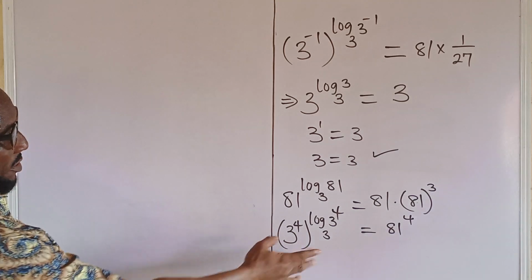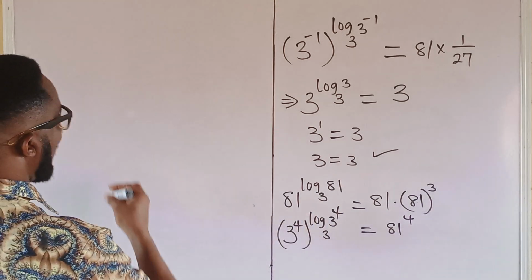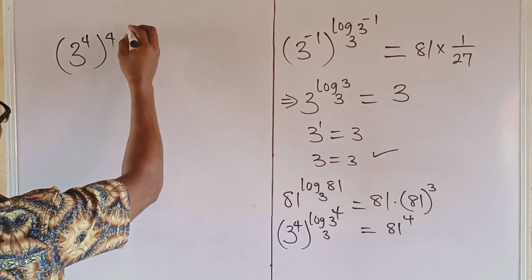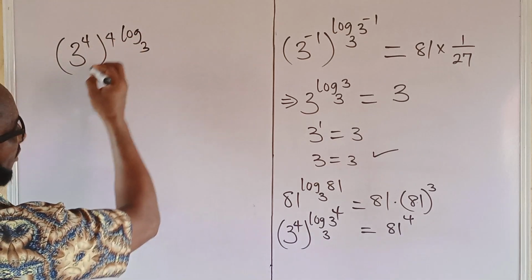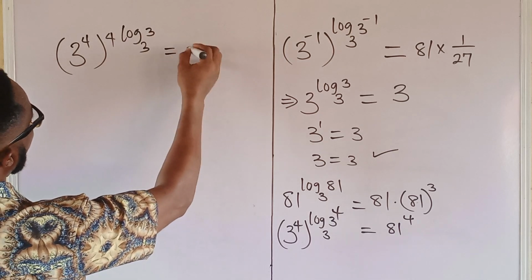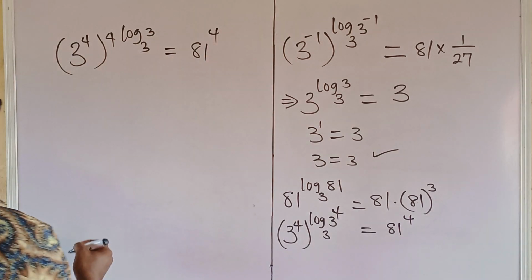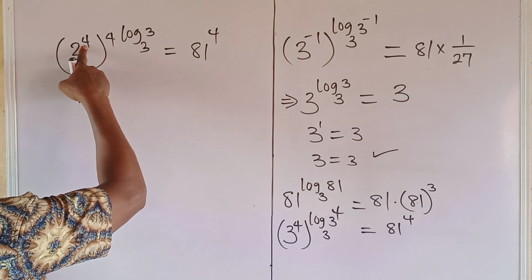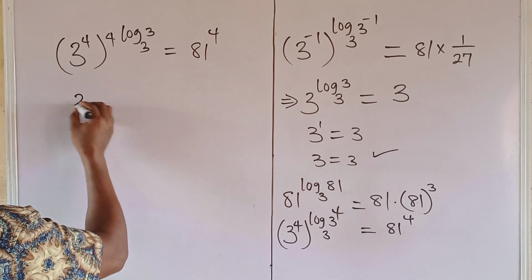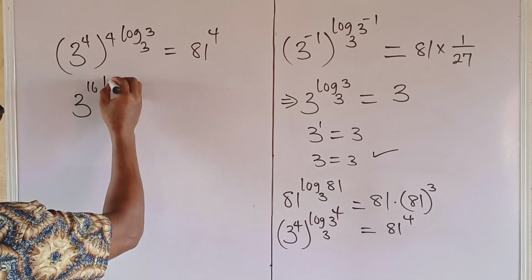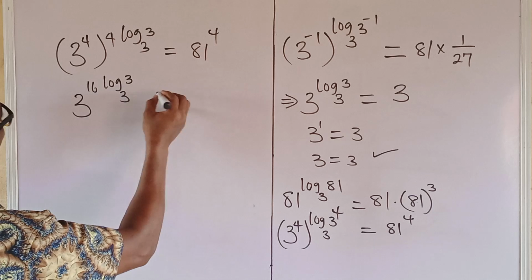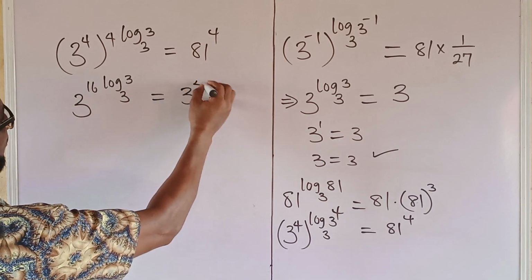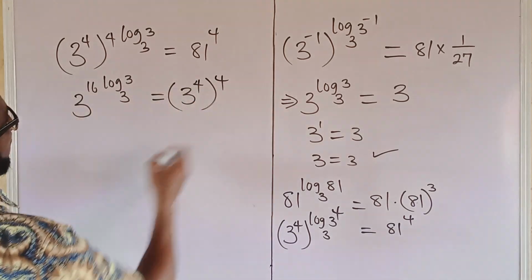If I use the power rule for the exponent, I'll be having 3 to the fourth, 4 log to base 3 of the argument 3, equal to 81 to the power of 4. Here we have 4 multiplied by 4, which is 16. That will be 3 to the power of 16 log to the base of 3 of the argument 3. I want to break this one to base 3. This will be 3 to the power of 4.